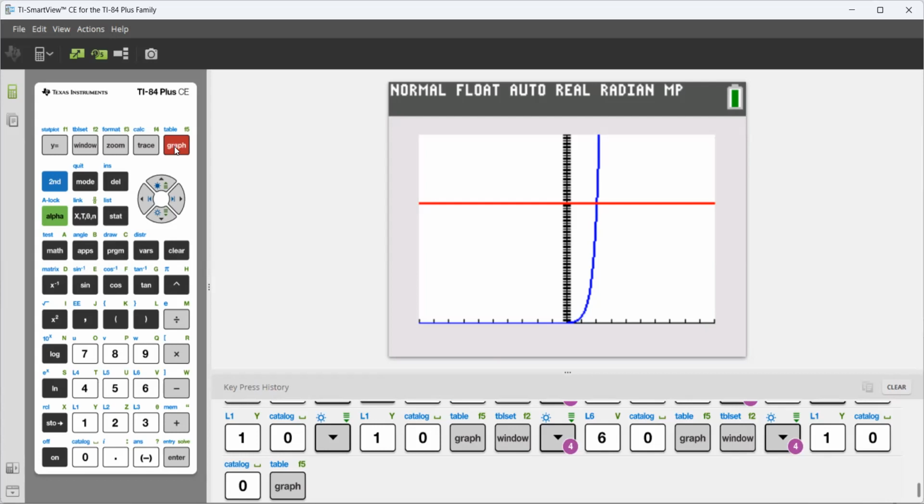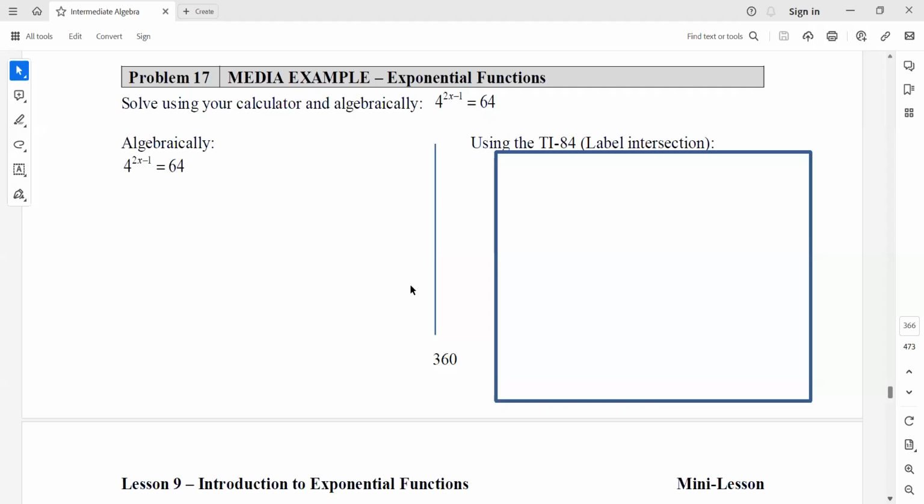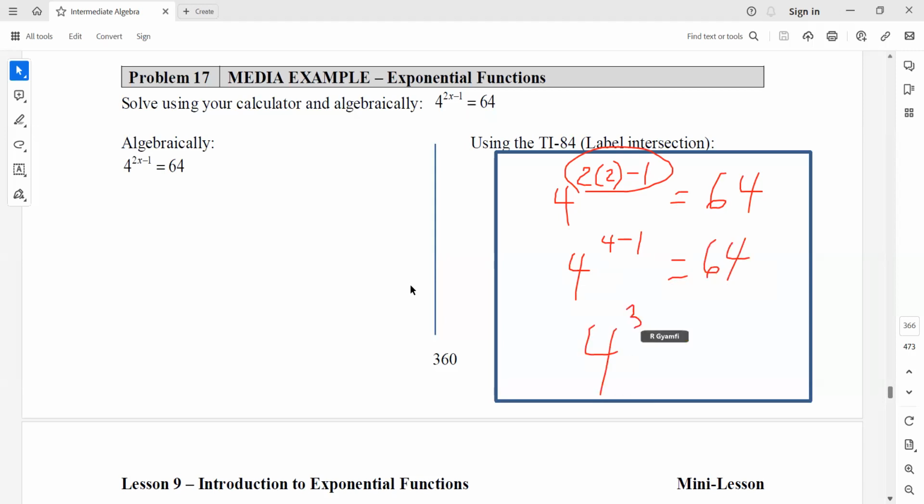Now, you always want to check your answer, right? You want to check if it's right. So I'm going to go back. I got 2 for that. So I'm going to put 4 to the power 2 times 2 minus 1 equals 64. On top, you have 2 times 2 is 4, minus 1, so 4 to the power 3 equals 64. Is that right? Yes, I checked, and that is right.